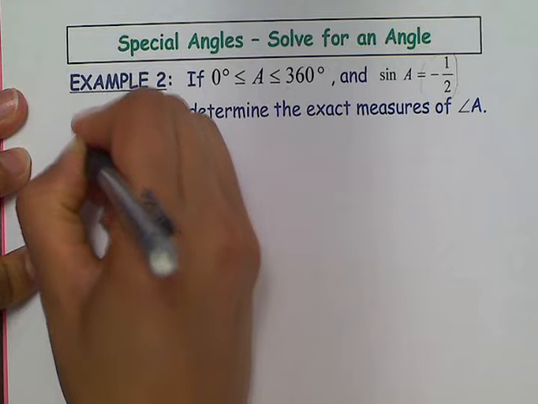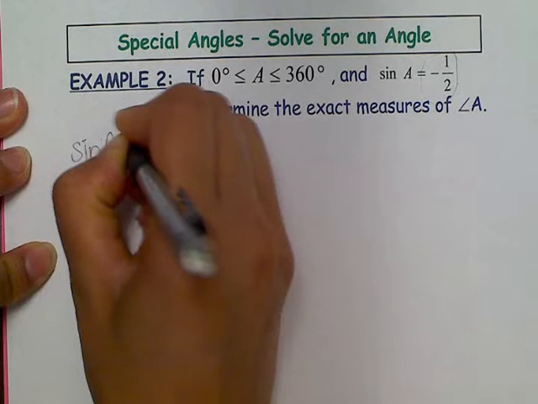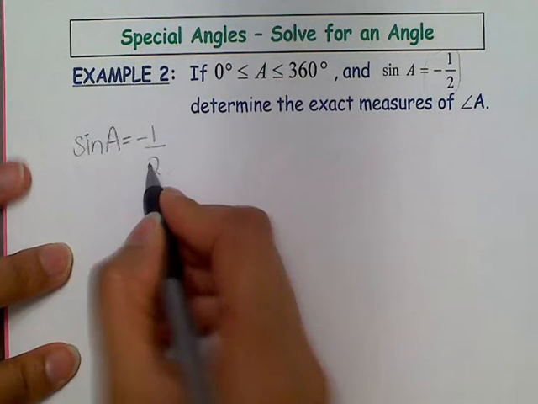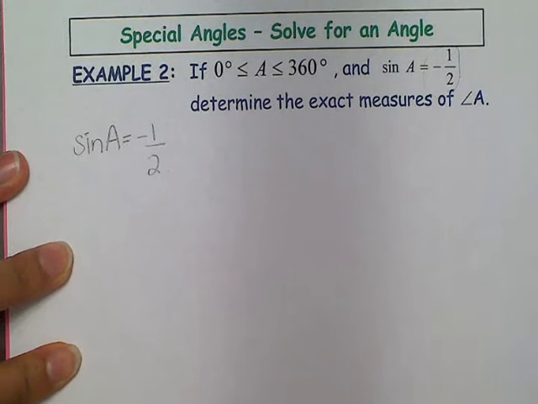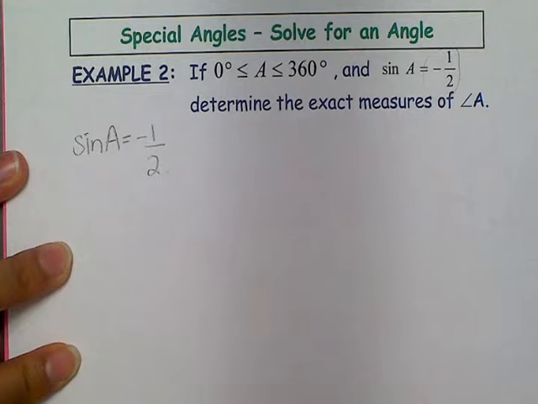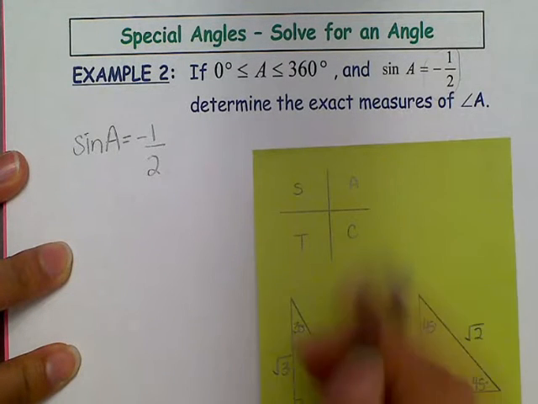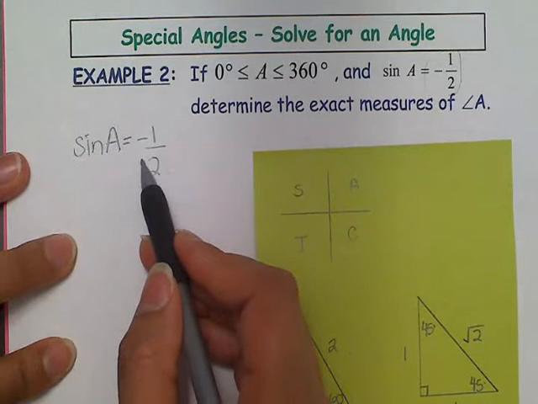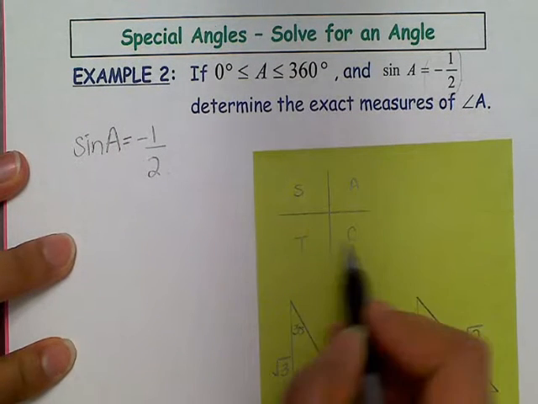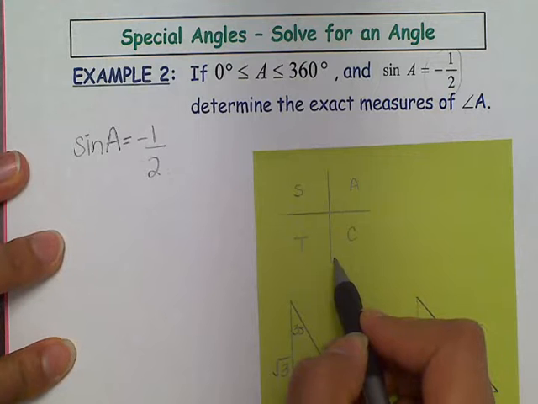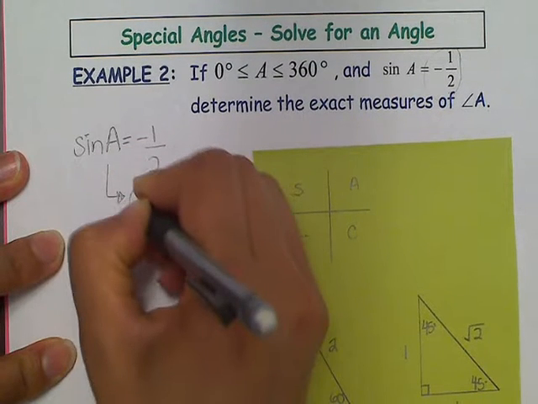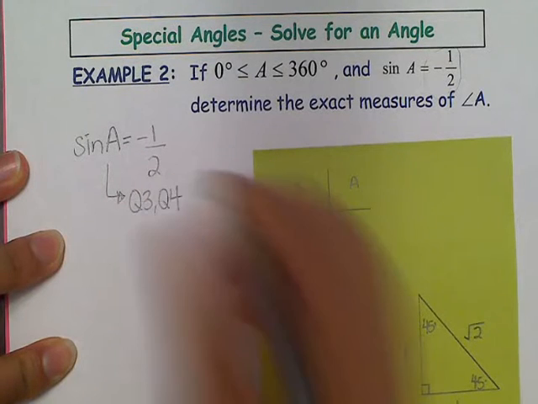Because I'm given a ratio, this means that I could potentially have more than one angle that satisfies the conditions here. Okay? And because I have a negative ratio, I can determine which quadrants this would fall in. So if I look at the CAST rule here, my ratio is negative, which means I need to look at the third and fourth quadrants because that's where sine is negative. So my angle A value will be in quadrant 3 and it'll be in quadrant 4 as well.